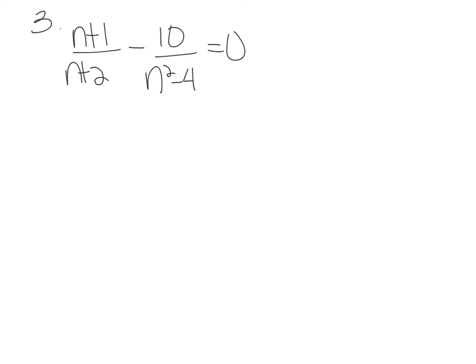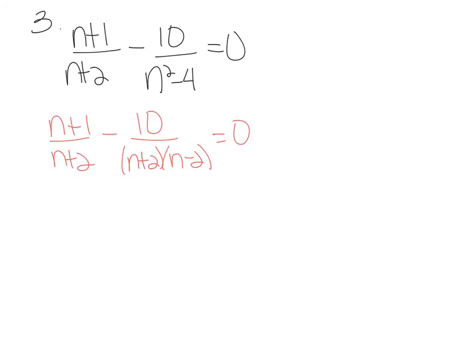Number 3, let's try n plus 1 over n plus 2 minus 10 over n squared minus 4 equals 0. First thing that's new today, we need to make sure everything's factored. That first fraction, n plus 1 over n plus 2, that's just going to stay like that. But that second fraction, that n squared minus 4, that's a difference of squares. We can factor that into n plus 2, n minus 2, which equals 0.